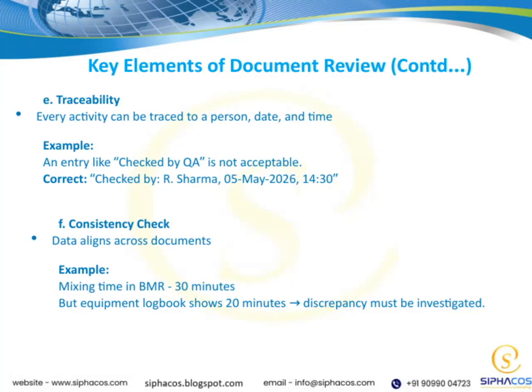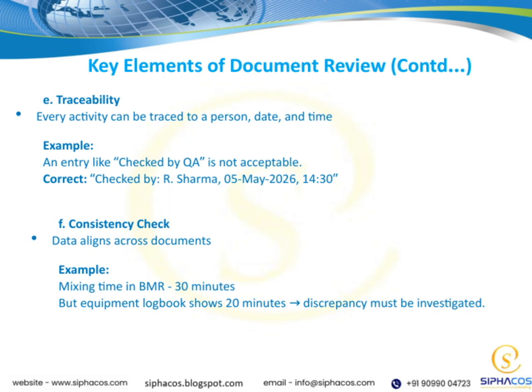Now, let's talk about the importance of conducting a consistency check. Essentially, this means verifying that data aligns across all relevant documents. For example, if the mixing time in the batch manufacturing record, or BMR, indicates 30 minutes, but the equipment logbook shows only 20 minutes, that's a discrepancy that needs to be investigated. Such inconsistencies can impact the integrity of our records and must be thoroughly checked and resolved.